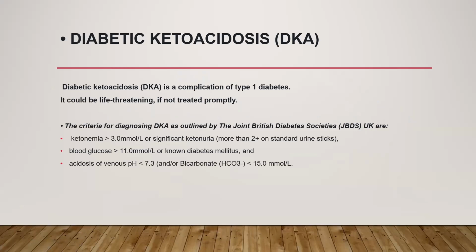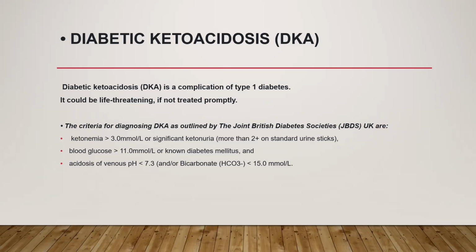So, diabetic ketoacidosis is a complication of type 1 diabetes, and it could be life-threatening if not treated promptly. The diagnostic criteria as outlined by the Joint British Diabetes Societies are ketonemia of 3 millimole per liter or significant ketonuria, more than 2 crosses on standard urine sticks.